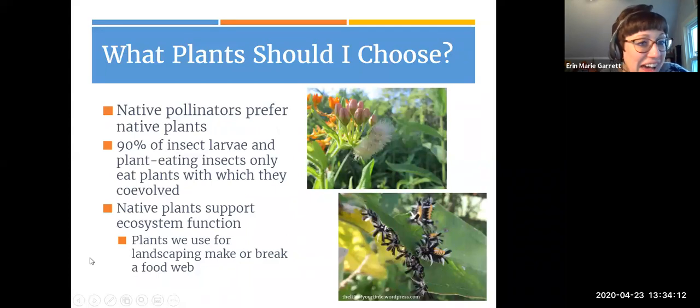All right, so that was a quick look at some of our pollinator groups and what types of flowers they prefer to visit. Now let's talk a little bit about native plants, okay? So in general, the standard rule of thumb to go by is native pollinators prefer native plants. And when it comes to our native insects that eat our plants, 90% of those are only going to eat the plants with which they co-evolved. So if we have a native insect that eats our leaves, if his native plant isn't there, he's not going to be there either. So those native plants really do support our ecosystem function and either make or break our food webs.